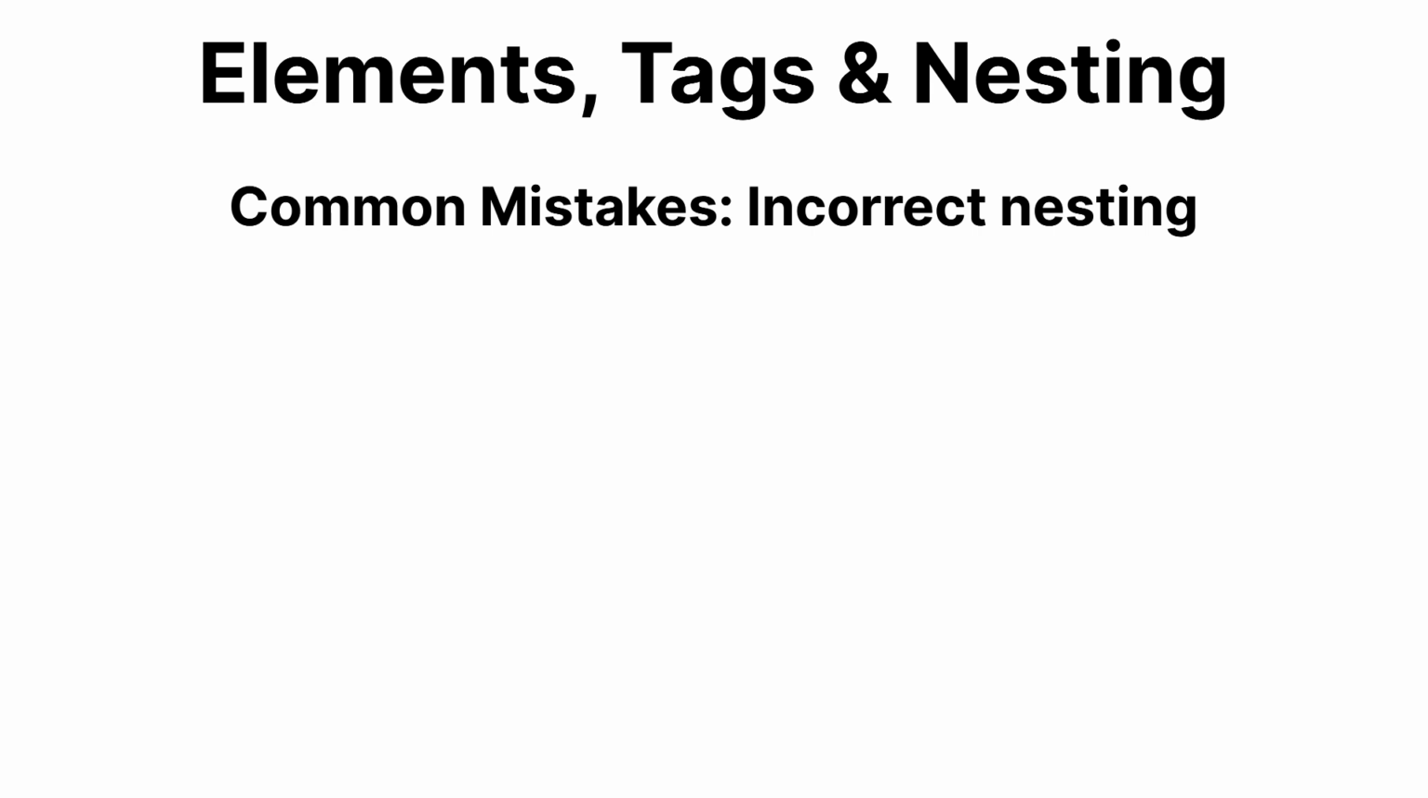Common mistake: incorrect nesting. Never overlap tags incorrectly, e.g., don't open a p tag, then open a div tag, then close with a p tag. Browsers attempt to correct it, but the result is unpredictable.